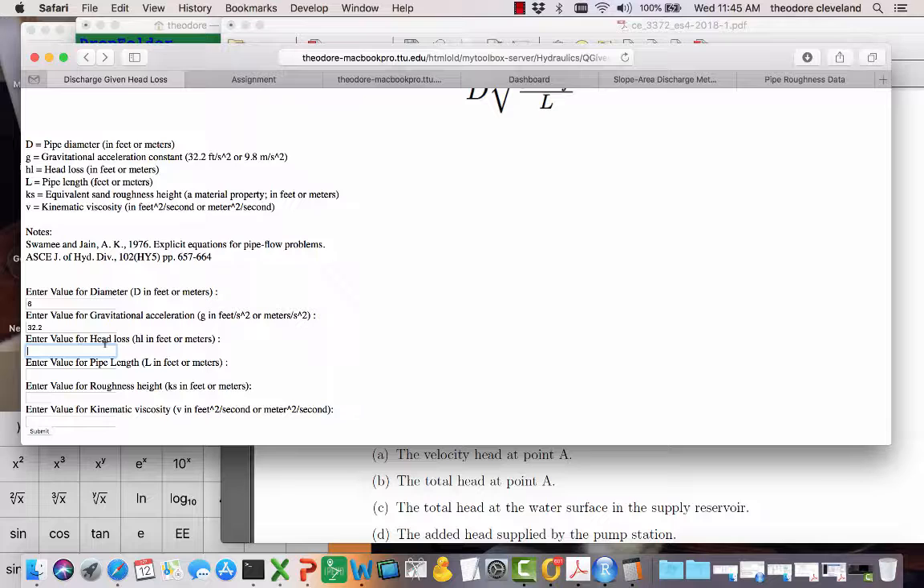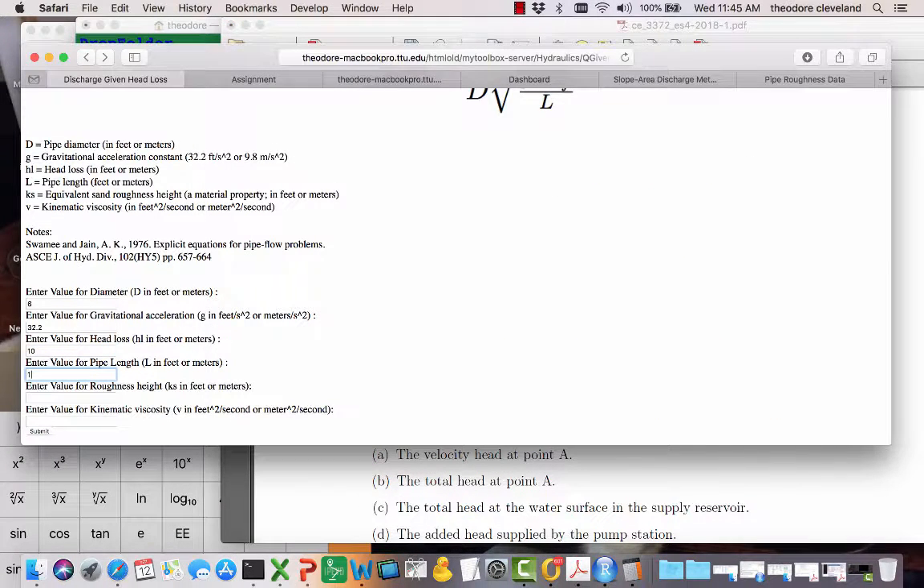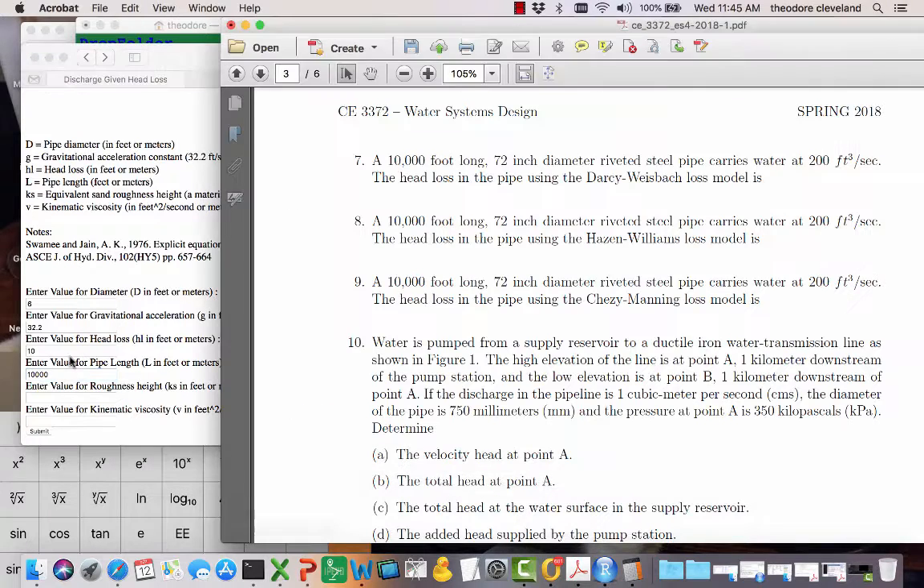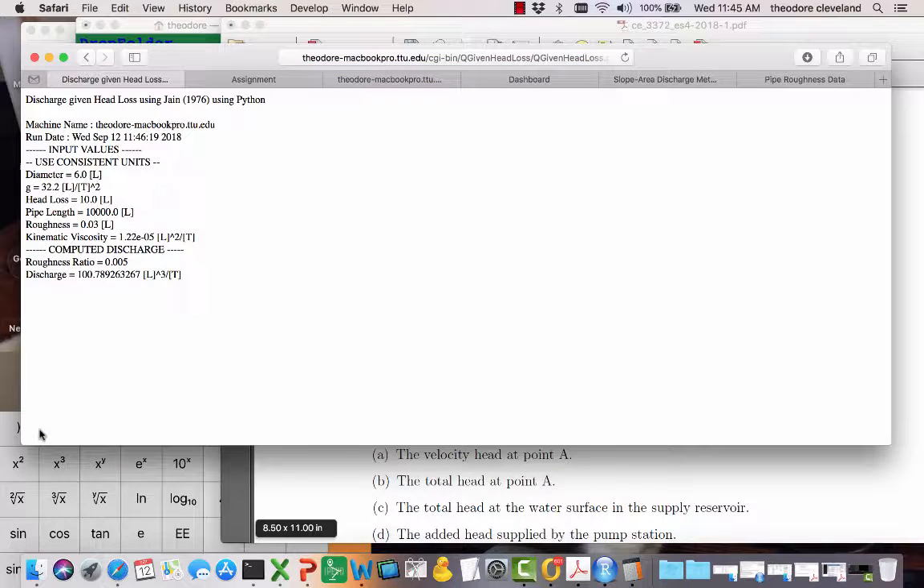Let's just pick one for now. Do 10 feet of head loss. Pipe length is 10,000 feet. Roughness height 0.03, and we need a value for kinematic viscosity, 1e minus 5. Let's use 1.22e minus 5. That should get us at about 50 degrees Celsius. Hit the submit, and it says under those conditions we get a discharge of 100. So we need to increase our estimated head loss value.